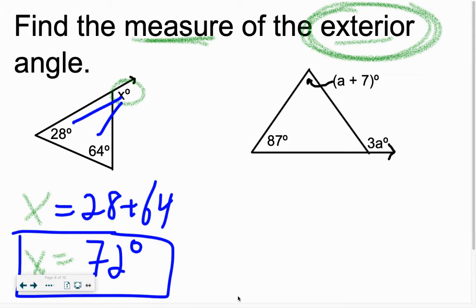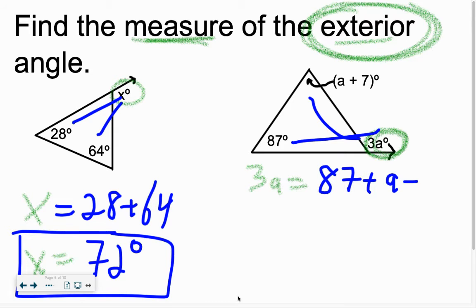Those ones are the nice ones, but the one you're going to see more of, because we're here in Course 3, again, we're going to start with that exterior angle. 3A equals, now add up the other two angles. 87 plus A plus 7.